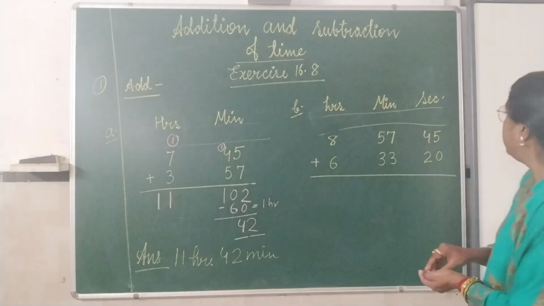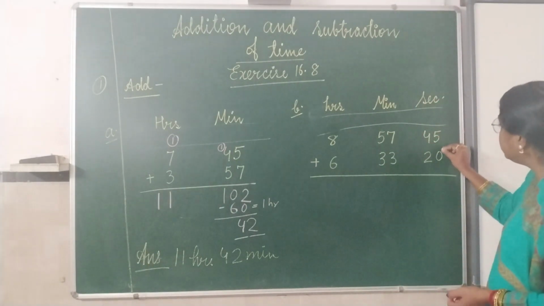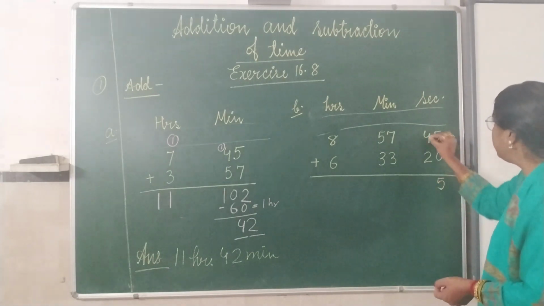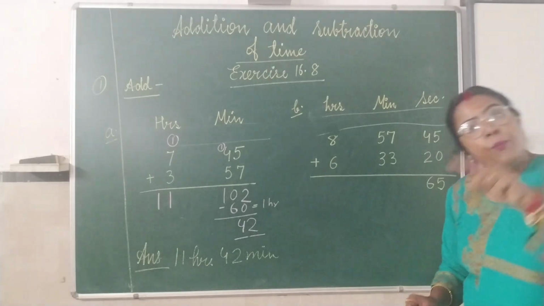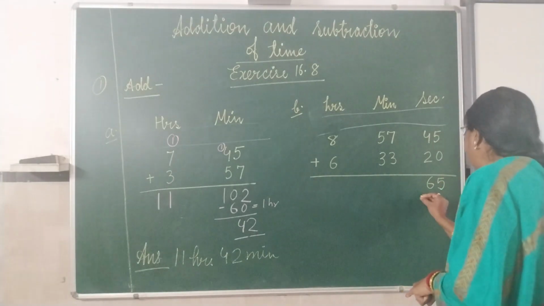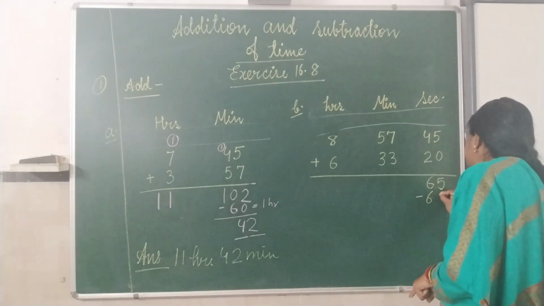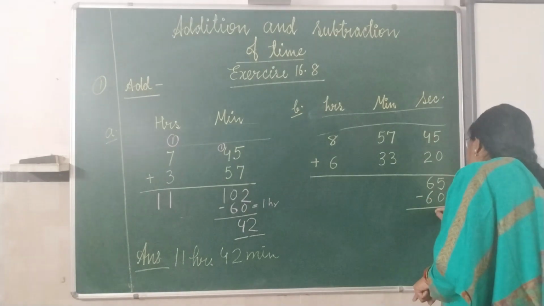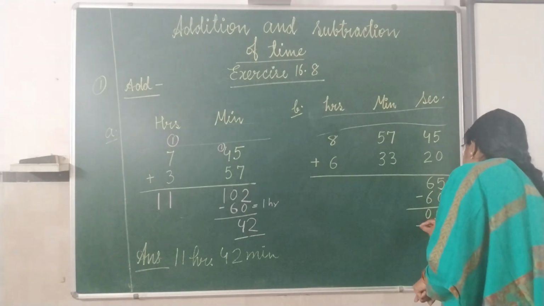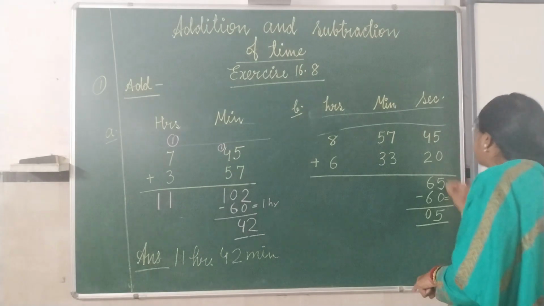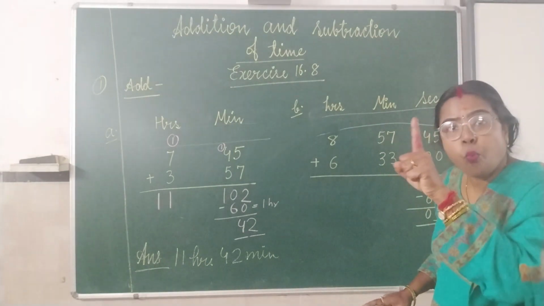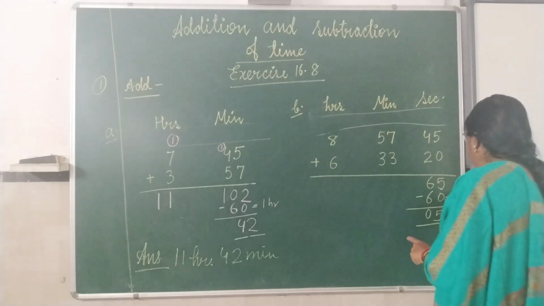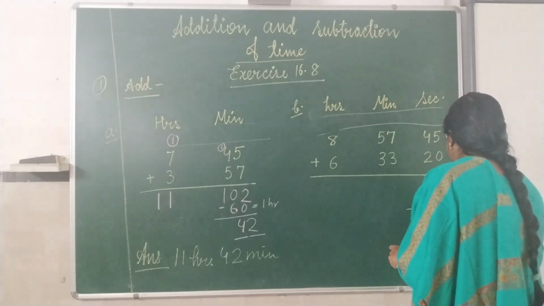Okay? Now 5 plus 0, 5. 4 plus 2, 6. And 65 is more than 60. So what we will do? We will subtract 60 from here. So it will be 5, 0, 5 we can say. And what we have subtracted is from the seconds. And 60 seconds is equal to 1 minute. So we will write down here 1 minute.